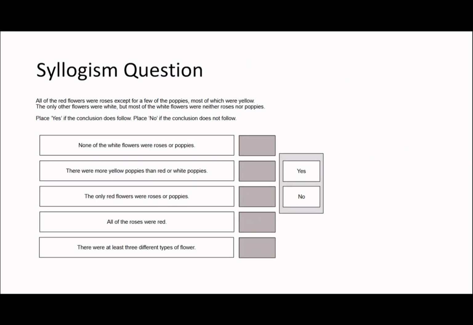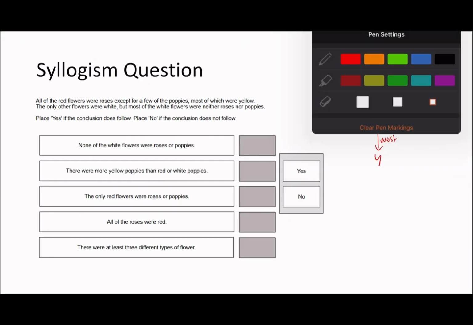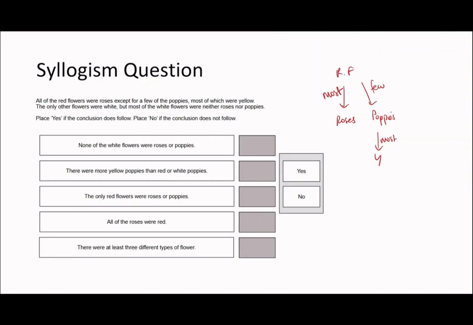Okay, let's keep going. So all of the red flowers were roses, except for a few of the poppies, most of which were yellow. So red flowers, all of them were roses, except for a few poppies. It says most of which were yellow. So most of the red flowers are roses. So you're either a rose or a poppy, basically. Okay. The only other flowers were white. Okay. So I can't say that then.